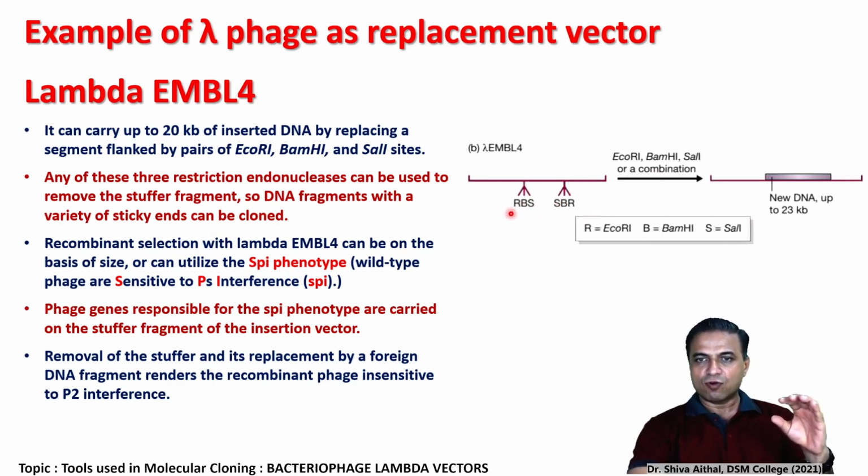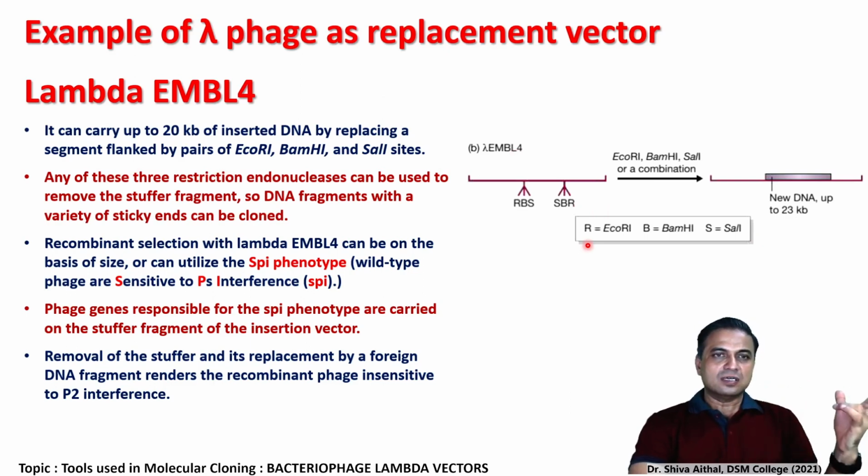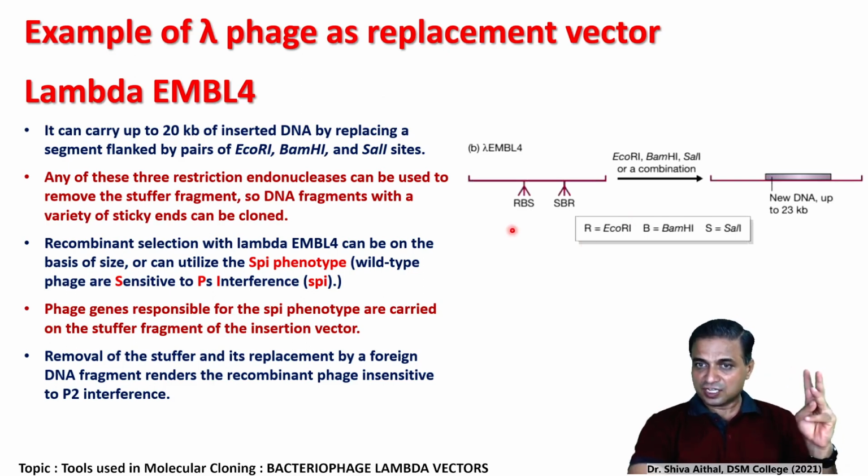Using R for EcoRI, B for BamHI, S for SalI, a new DNA of 23 kilobases can be inserted here. As I said, using any one of these or the combination RBS or SBR, you can remove and replace 20 kilobases of the gene of interest in this lambda phage. Any of these 3 restriction endonucleases can be used to remove the stuffer fragment.